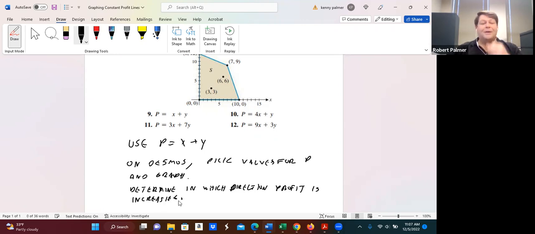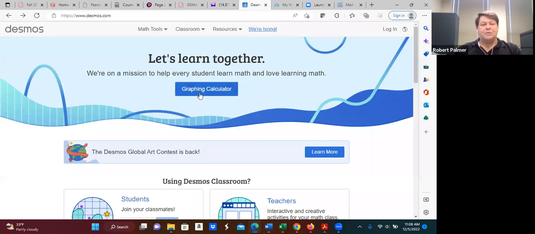Once again, the idea is that this function right here determines your profit. Your profit is given by this arrangement of these two variables. So we're going to pick values for P, and those are going to be what are called constant lines of profit, and several different values will tell us in which way they're increasing. Let's go to Desmos really quickly and pick a few values.